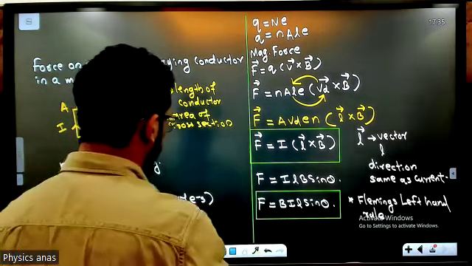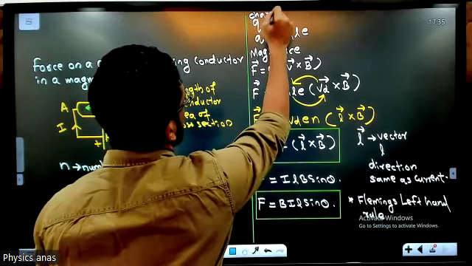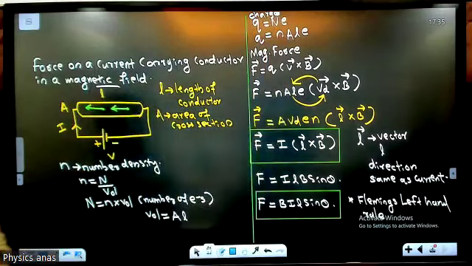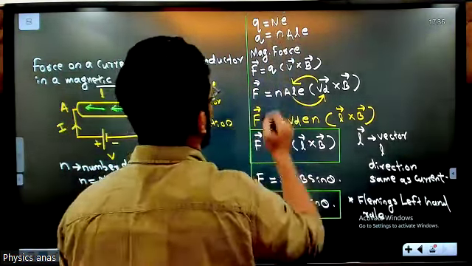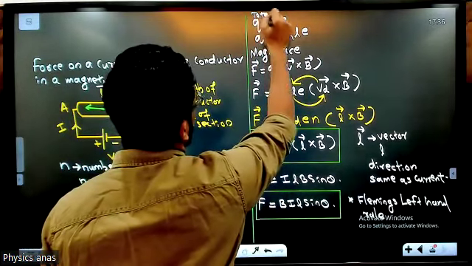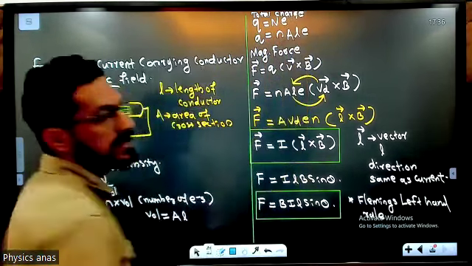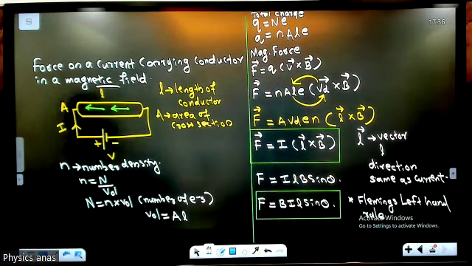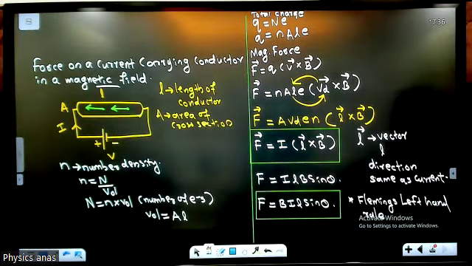So what is charge? This is actually the total charge. Instead of charge, you can write total charge. So total charge Q is equal to N e. Q is equal to small n A L e. That's your charge. Now you can write the equation for magnetic force.